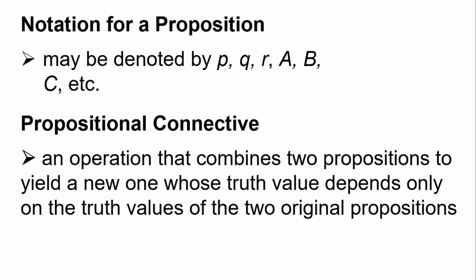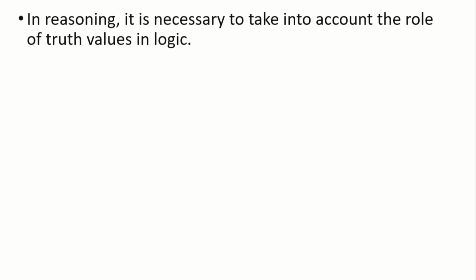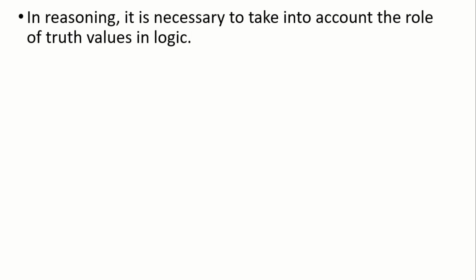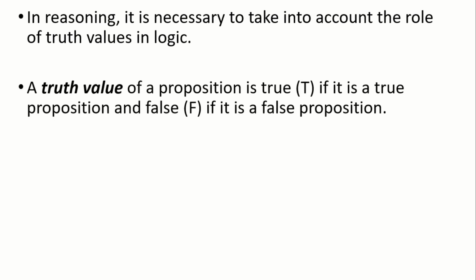We have propositional connective. It is an operation that combines two propositions to yield a new one, whose truth value depends only on the truth values of the two original propositions. So the whole truth value of these combined two propositions will depend on the individual truth values. In reasoning, it is necessary to take into account the role of truth values in logic. A proposition has truth value true if it is true and false if it is false.